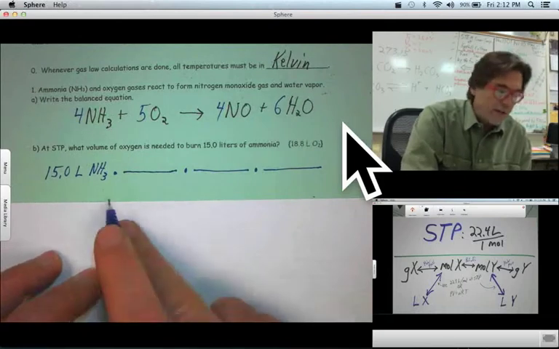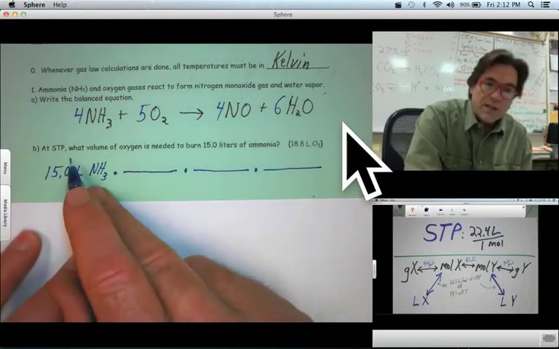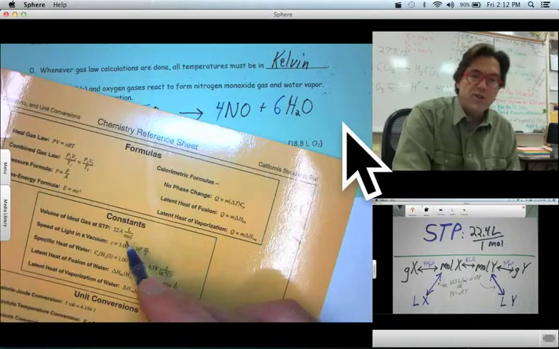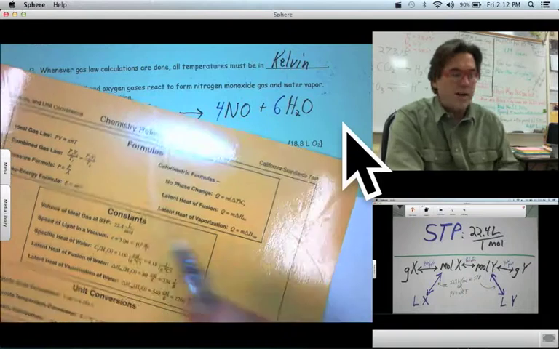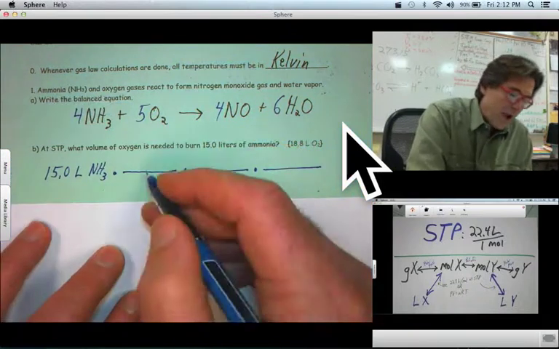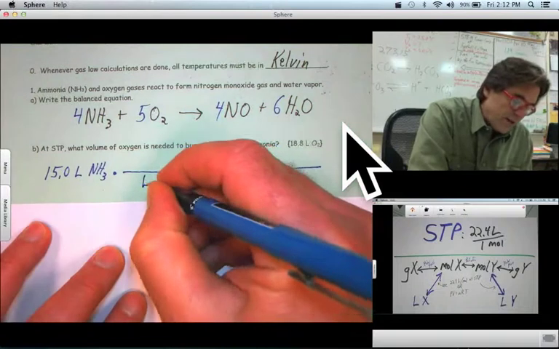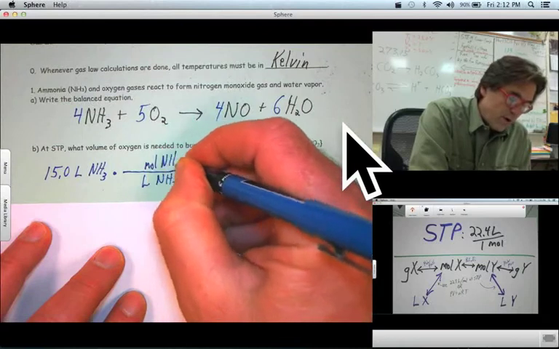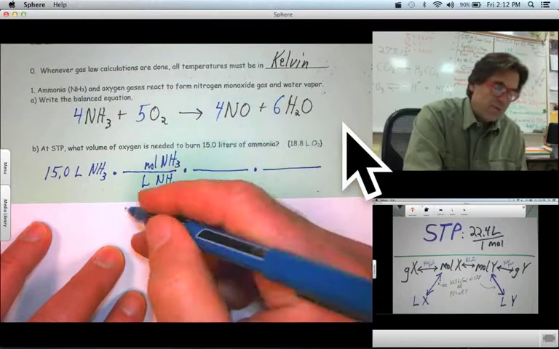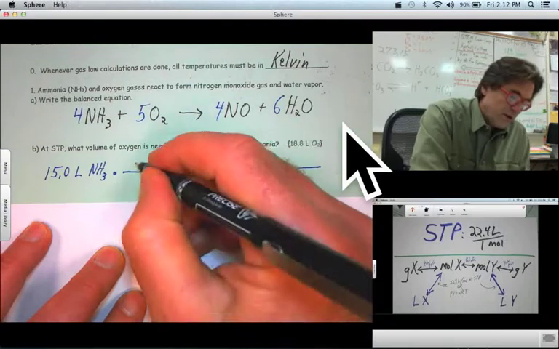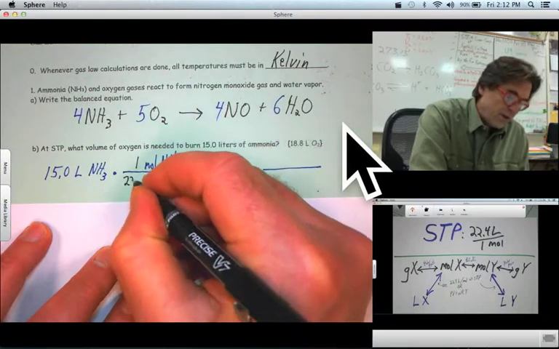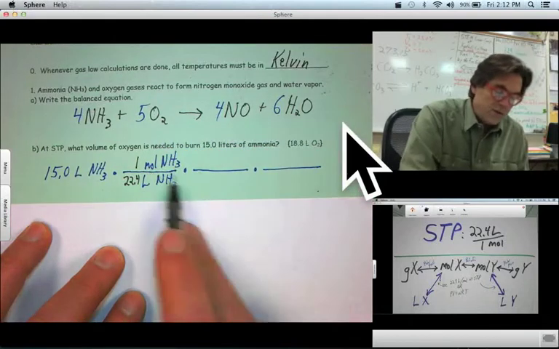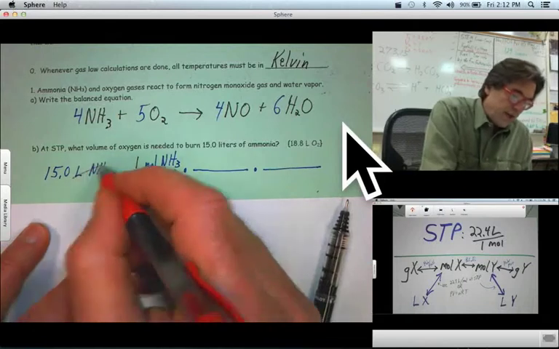We have to get to moles. And we're at STP, so we know there's a conversion factor that we can use. It's right on our reference sheet, 22.4 liters per mole for any gas at STP. And so, out of liters of ammonia into moles of ammonia. And the numbers that make this a valid conversion factor: every 1 mole, 22.4 liters. Now that we're into moles, of course, these units cancel. That's why we set it up that way.